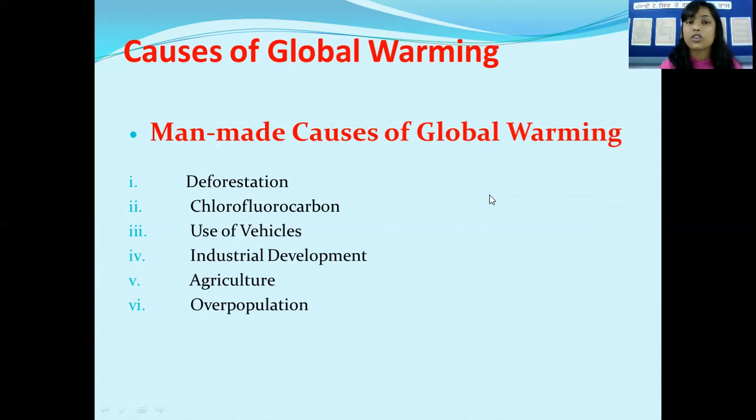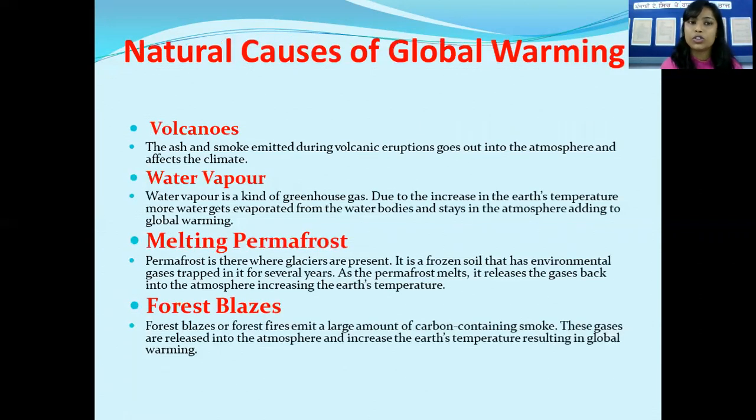Okay, so that is also causing major global warming issues. Now we are going to look through the natural causes of global warming. The first cause you can see is the volcanoes. Now the ashes and smoke which are emitted during volcanic eruptions go out into the atmosphere and affect the temperature or climate.